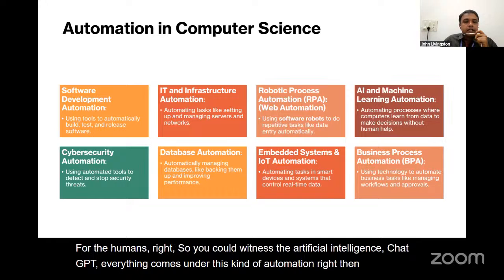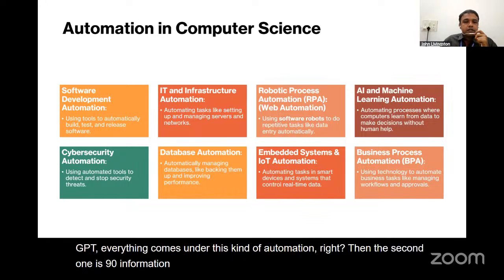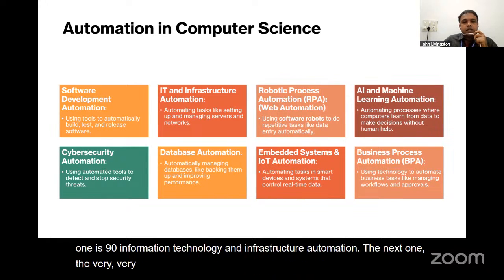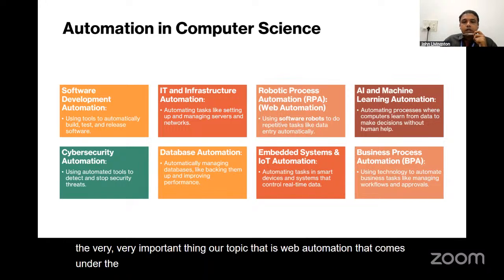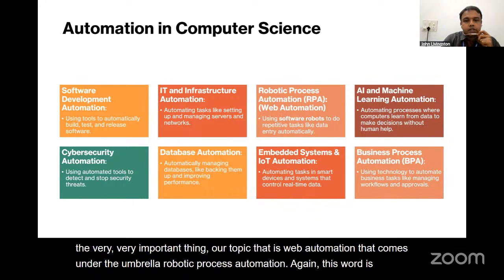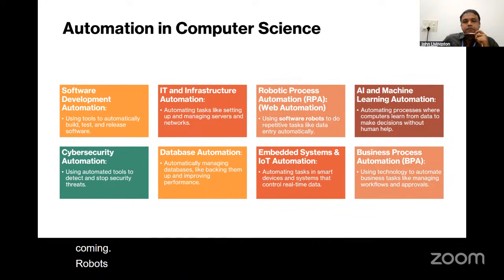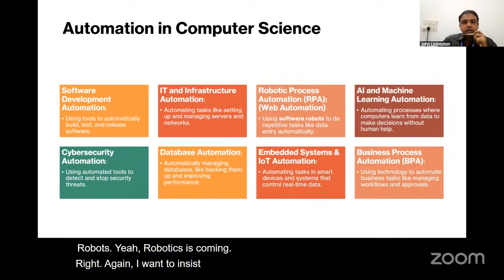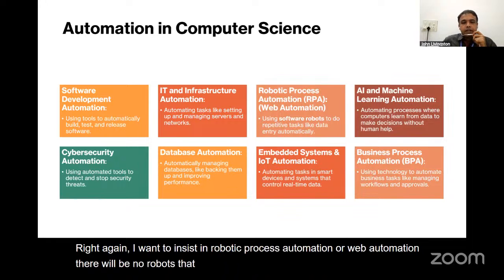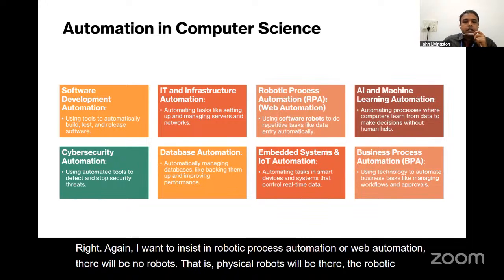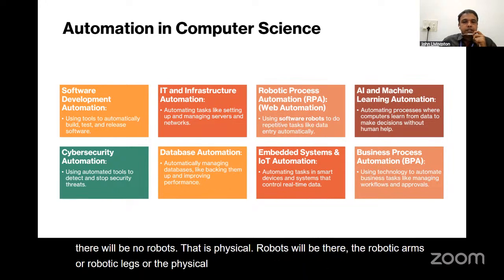Then the second one is IT, information technology and infrastructure automation. The next one, the very important thing, our topic, is web automation, which comes under the umbrella of robotic process automation. Again, this word is coming, robots. Again, I want to insist, in robotic process automation or web automation, there will be no physical robots. The robotic arms or robotic legs or the physical robot will not be present.